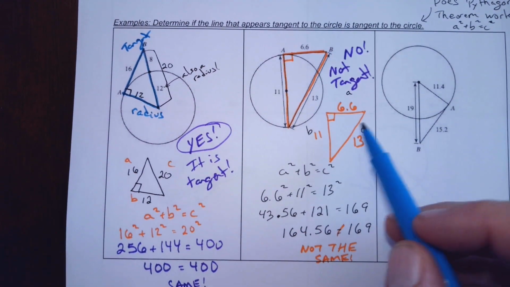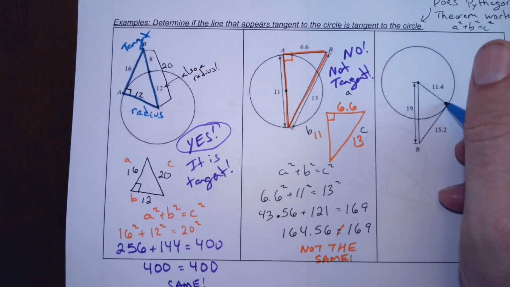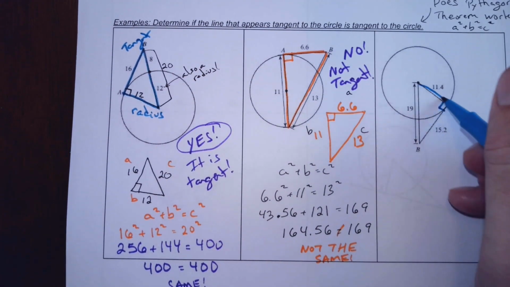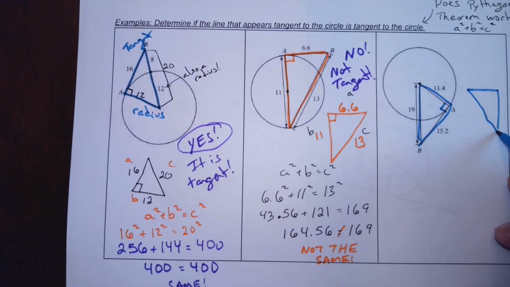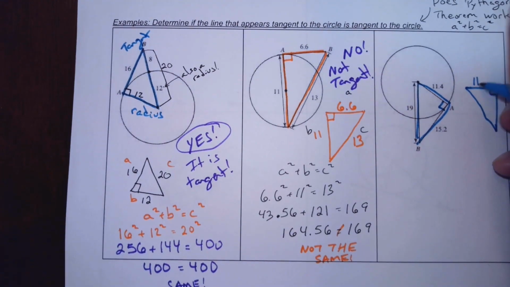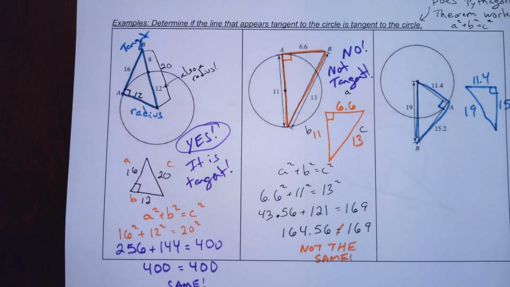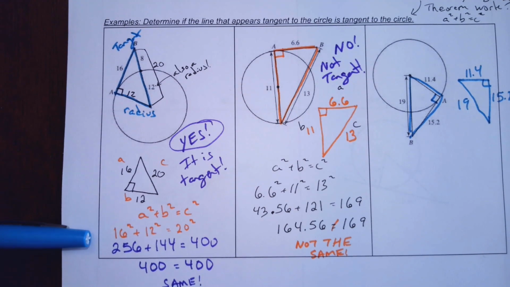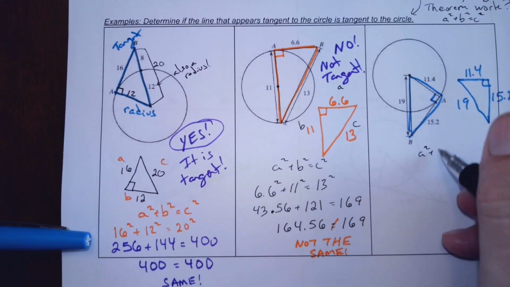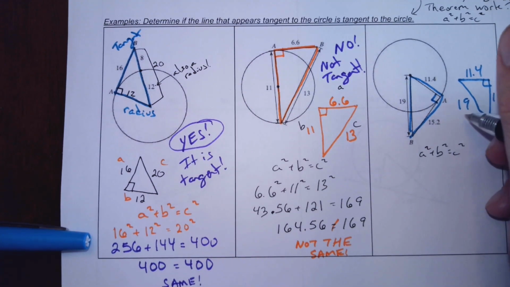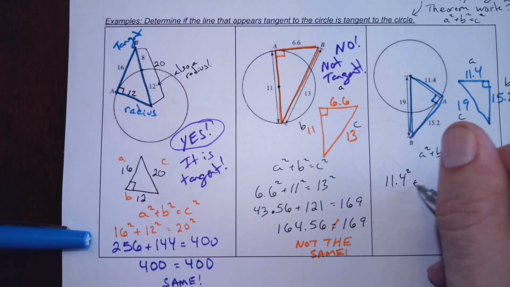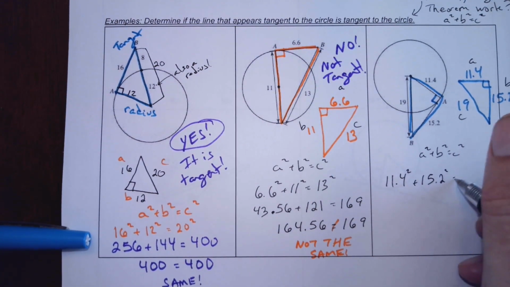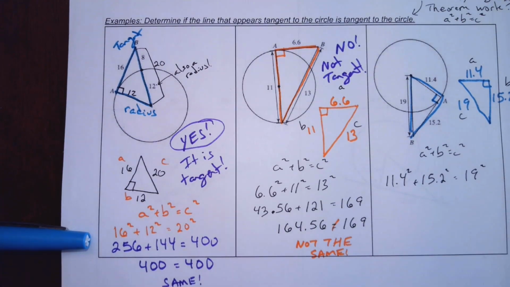Okay. Now, last one. So I think you see where this is going now. The biggest thing is you have to make sure you know who is going to be A, B, and C. So there's the right angle. Here's our triangle. So we have 11.4, we have 15.2, and we have 19. So thinking about Pythagorean theorem again, a squared plus b squared is equal to c squared. So we got c, a, and b. So 11.4 squared plus 15.2 squared is equal to 19 squared.